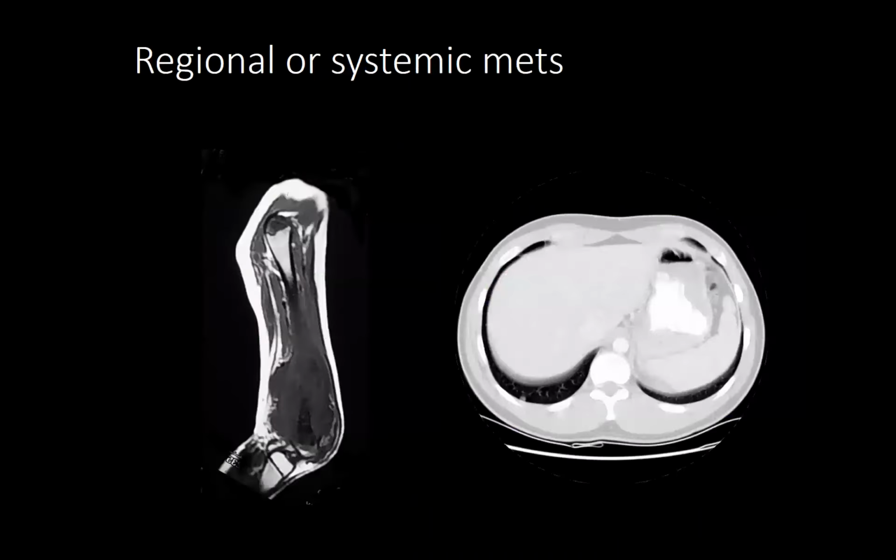And then part of the staging system too is whether they have regional or systemic METs. So they both count as METs, right? So this patient has a skipped lesion right here in the troch. So that's why you've got to get the whole bone. It's helpful if you get the whole bone on one view. Some people are really tall and they'll do the upper and the lower.